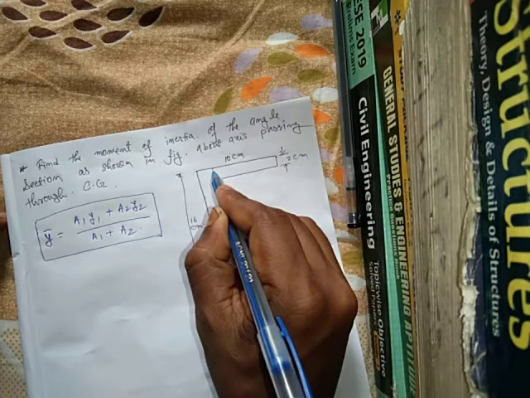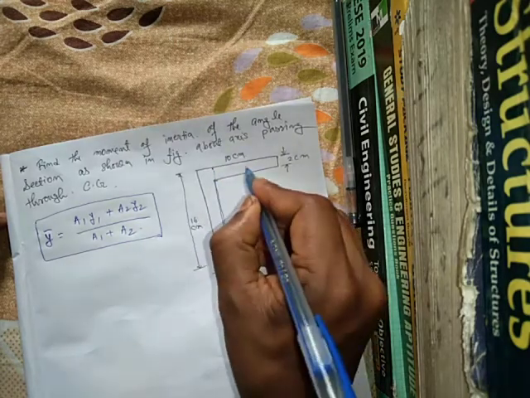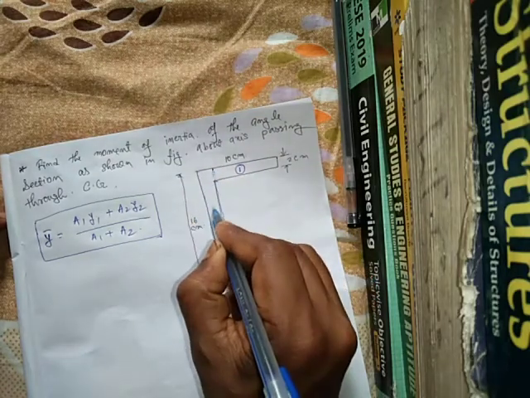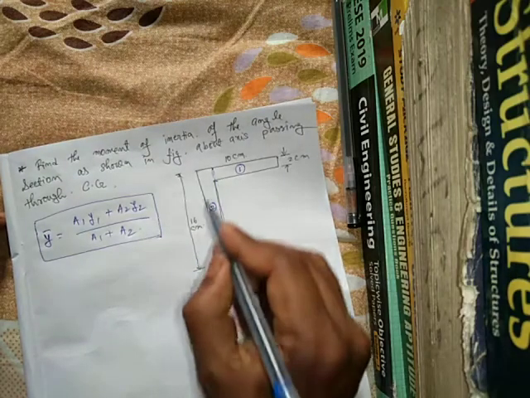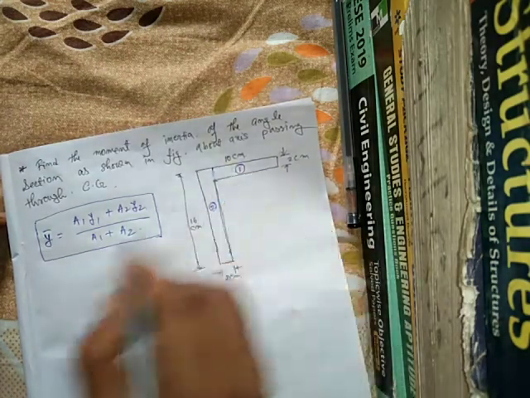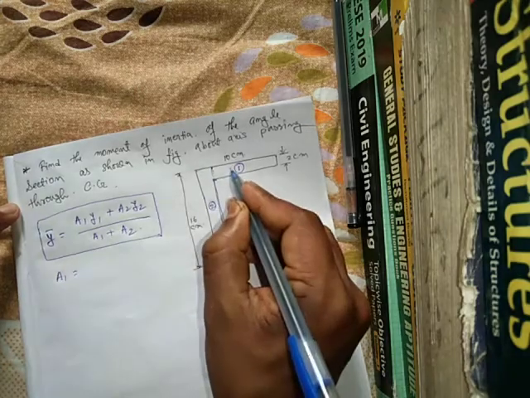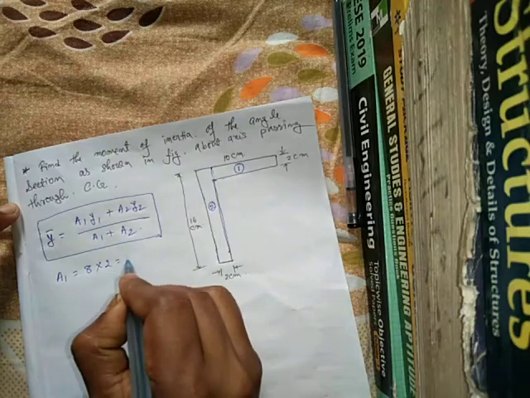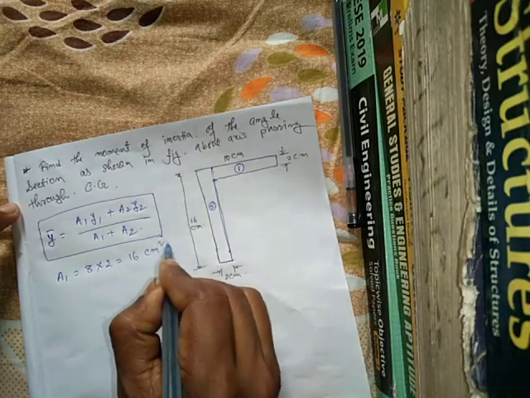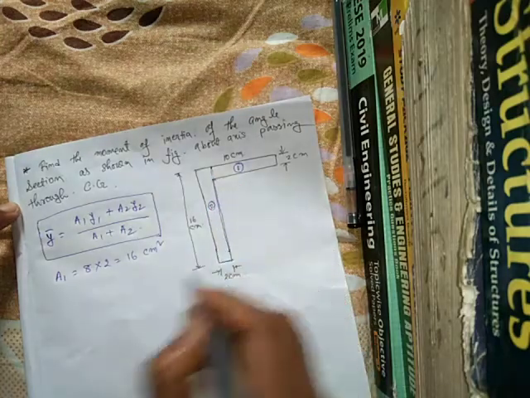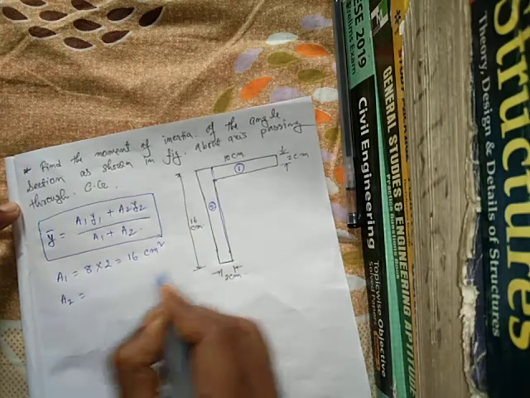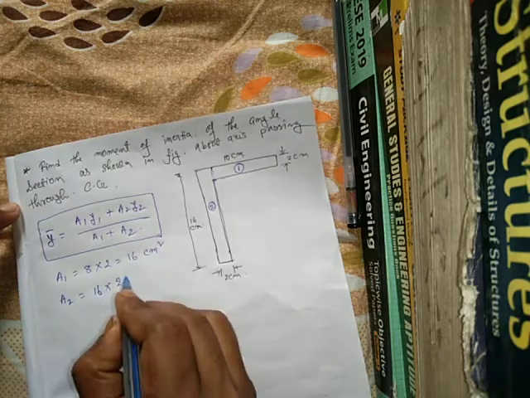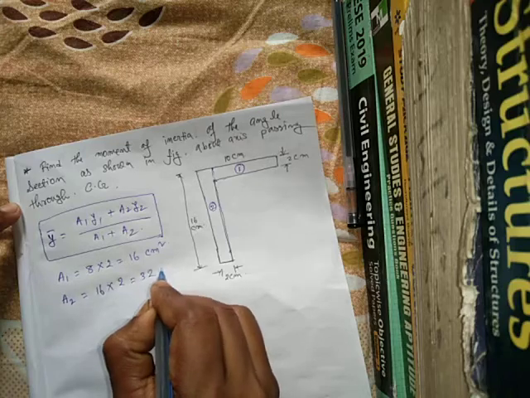Let me divide this section into two parts. This is section 1 and this is section 2. Find the area of each section. A1 equals 8 into 2 equals 16 centimeter square, and the area of section 2 is 16 into 2, length into breadth, equals 32 centimeter square.